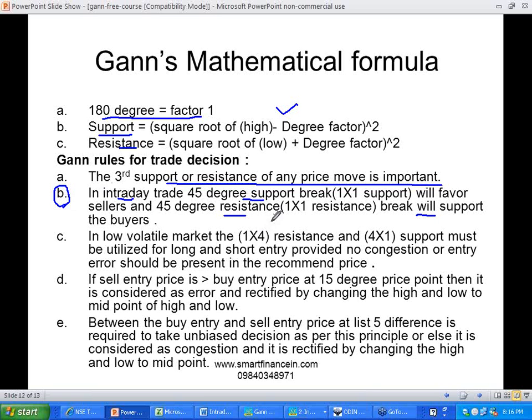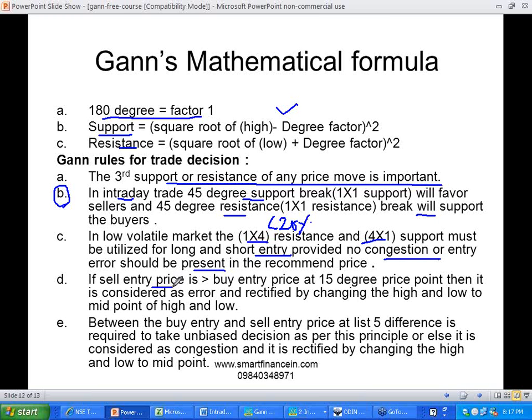In the low volatile market, when the volatility is less than 20%, this is the low volatile market. So here 1 by 4 resistance and 4 by 1 support must be utilized for long and short entry, provided no congestion or entry error is present. So what is a congestion and what is an entry error? That we have to derive.